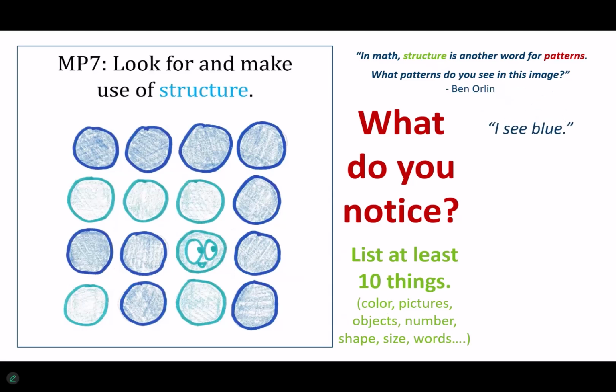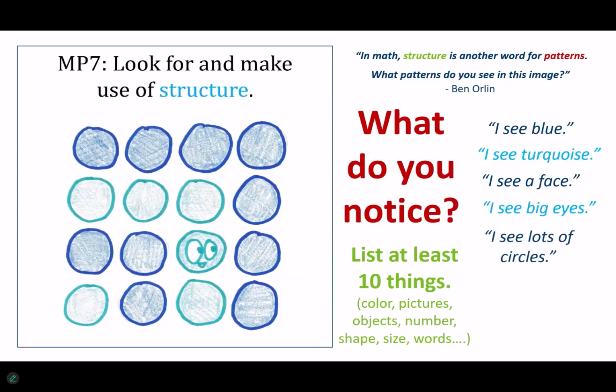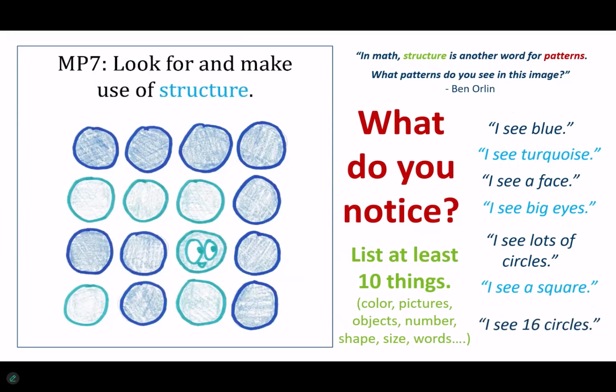And they say, I see blue, and I write it down. I say, what else? I see turquoise. What else? I see a face. What else? I see big eyes. What else? I see lots of circles. What else? I see a square. I see 16 circles. What else? What else? What else? And I would keep going.